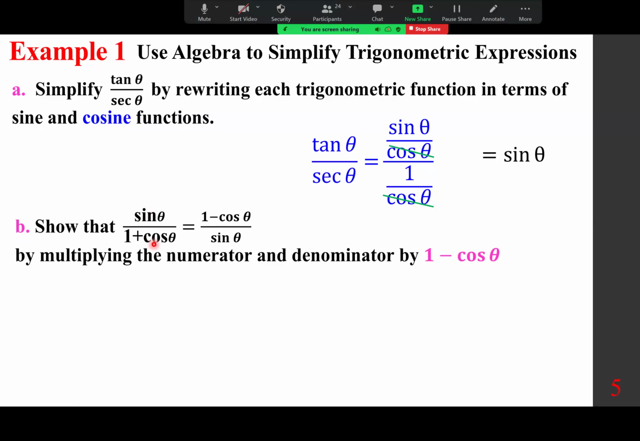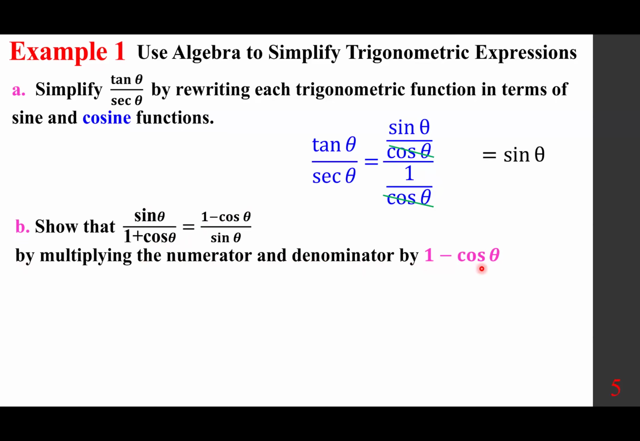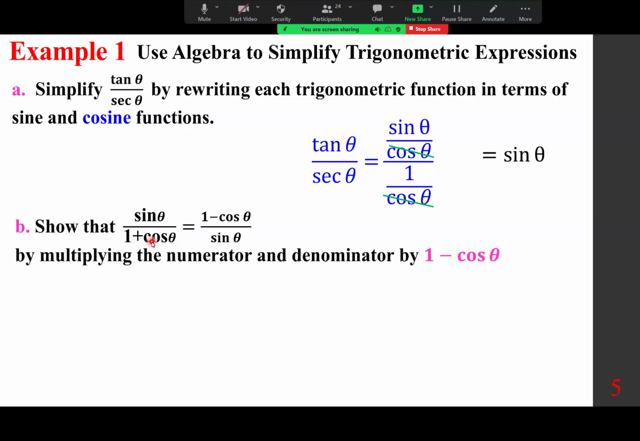Show that sine theta over 1 plus cosine theta equals 1 minus cosine theta over sine theta. And they have given us a hint by multiplying the numerator and denominator by 1 minus cosine theta. This is a technique that we learn and we can follow that. So we start with the left-hand side and we multiply and divide by 1 minus cosine theta.